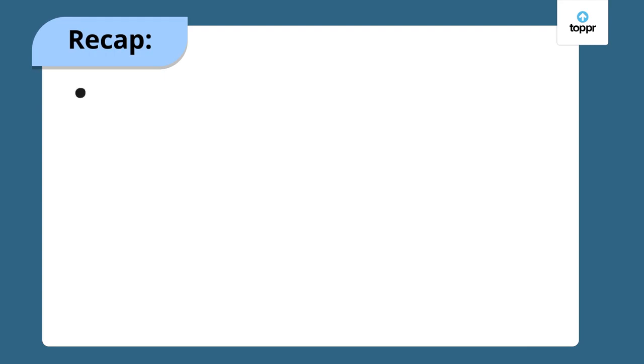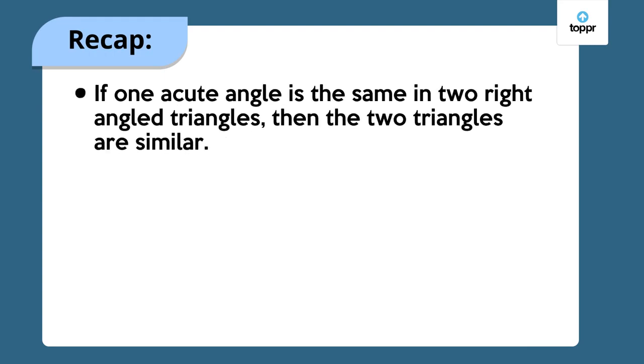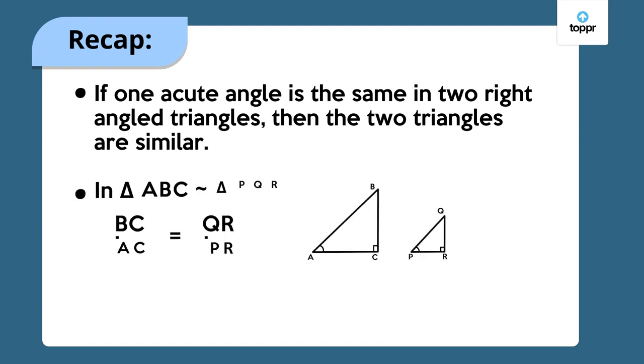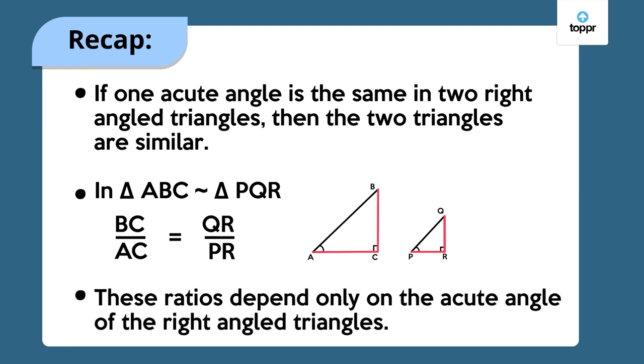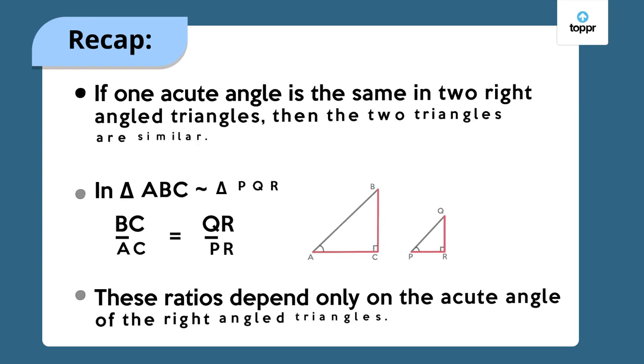Now let's do a quick recap. So we've learned that when there is one common angle in two right-angled triangles, the two triangles are similar. We've also learned that in similar right-angled triangles, the ratios between the corresponding sides of the triangle are the same. And these ratios depend only on the acute angle of the triangles.